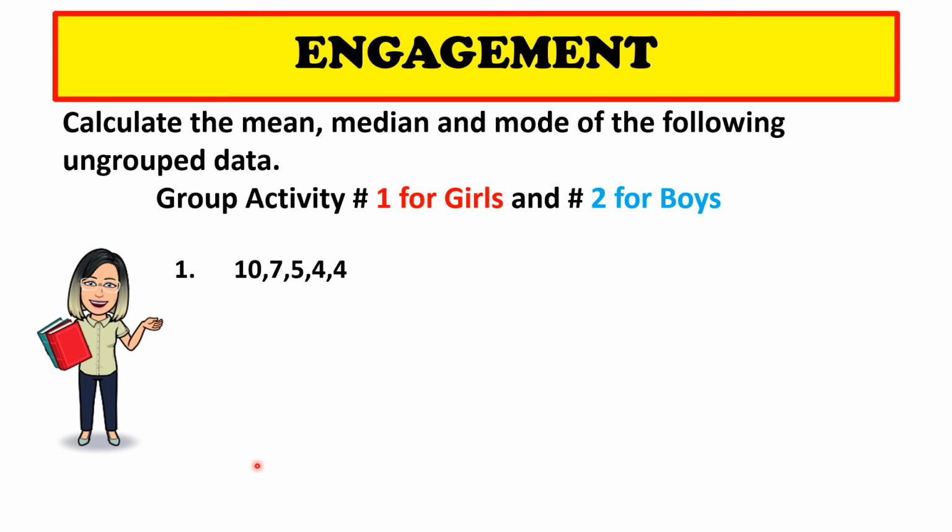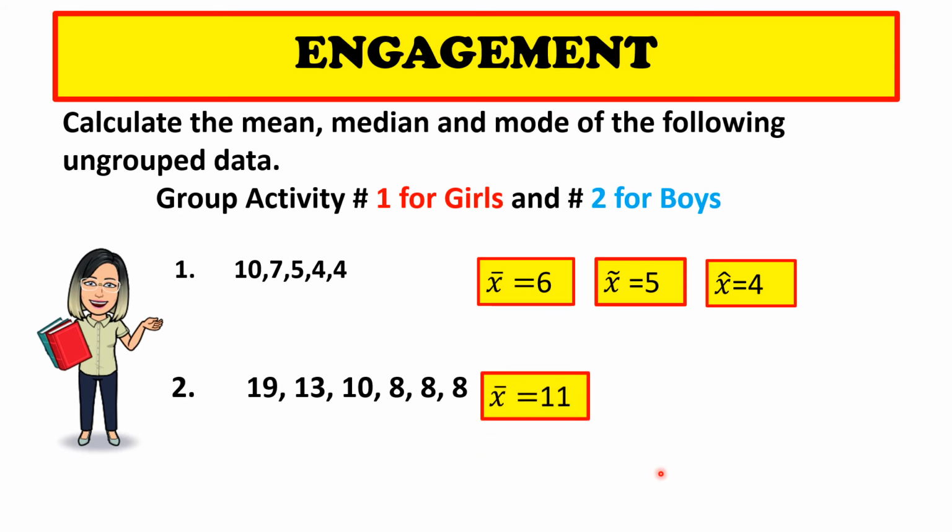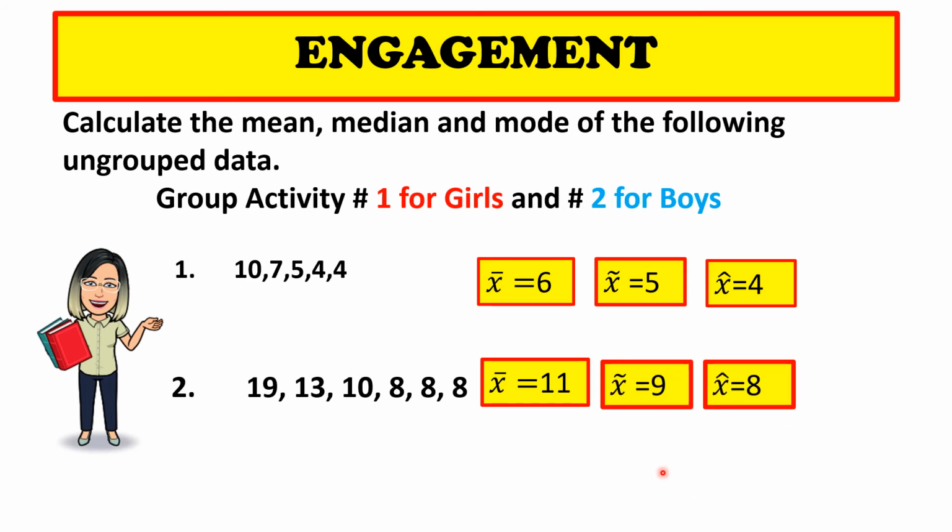What is the mean for problem number 1? The answer is 6. How about the median? The median is 5. For the mode, what is the mode? The mode is 4. Now, boys will be answering problem number 2. So, what is the mean? The mean is 11. How about the median? The median is 9. And how about the mode? The mode is the number 8.